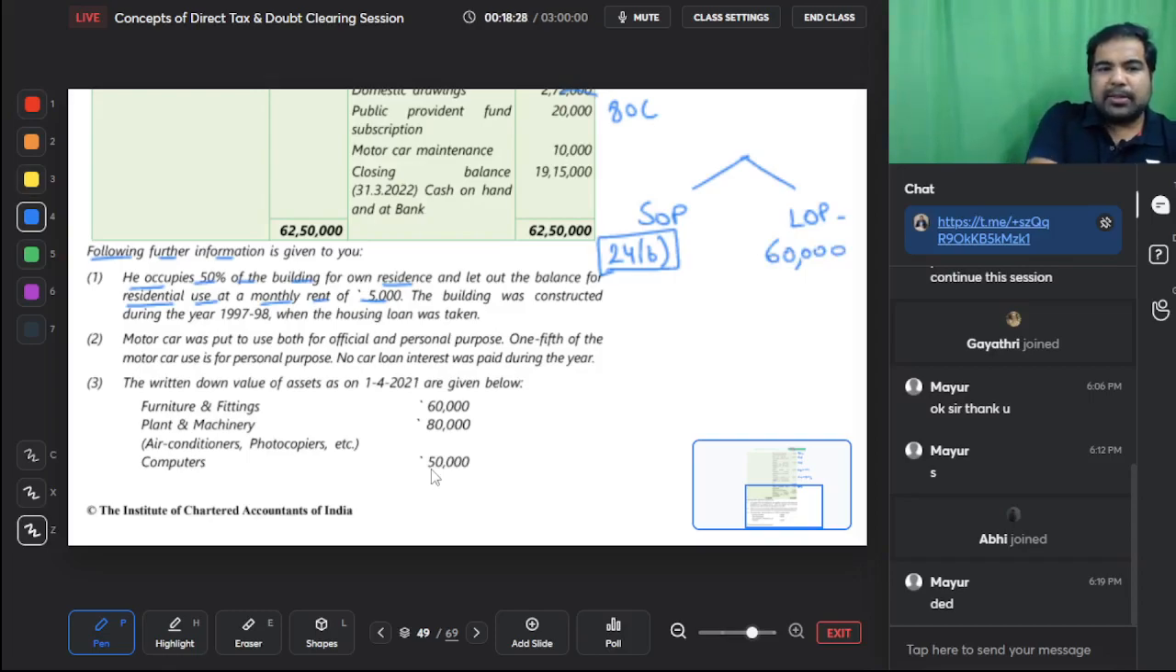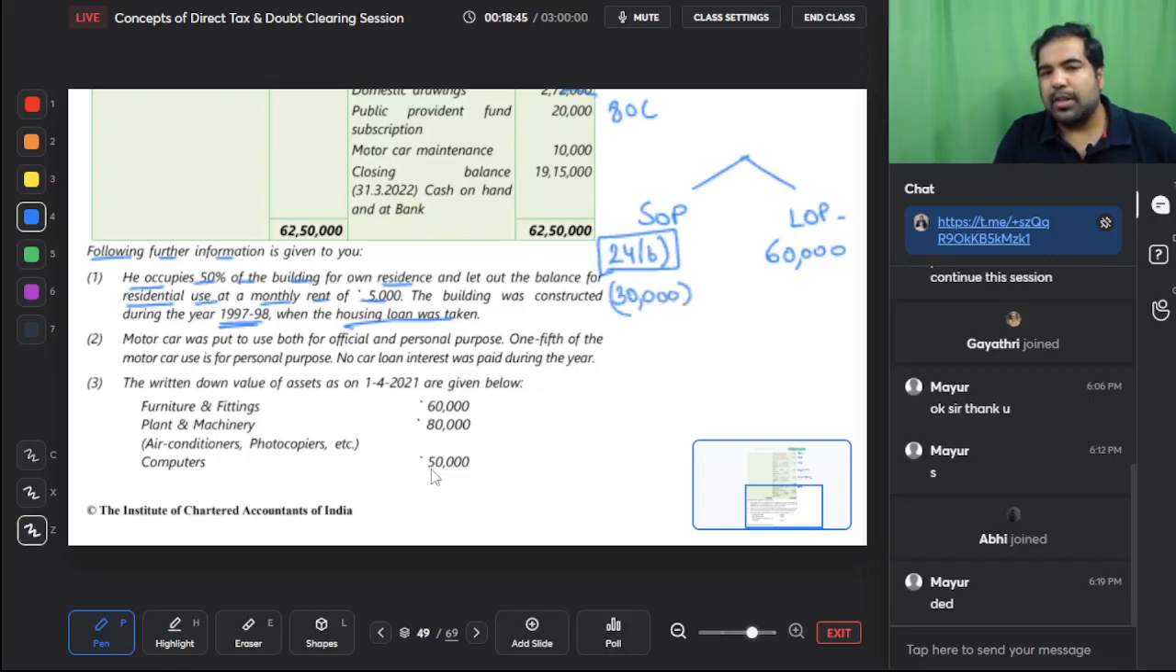But remember, guys, here the building was constructed in 1997-98 and the housing loan was taken then. So if you remember, for 2 lakh or 30,000, what are the 4 conditions? A certificate, acquired or constructed within 5 years, and so on. This is not that. So the SOP limitation will be only 30,000. There is no capping on the LOP. We'll do the calculation, but I'm just telling you what we need to calculate.